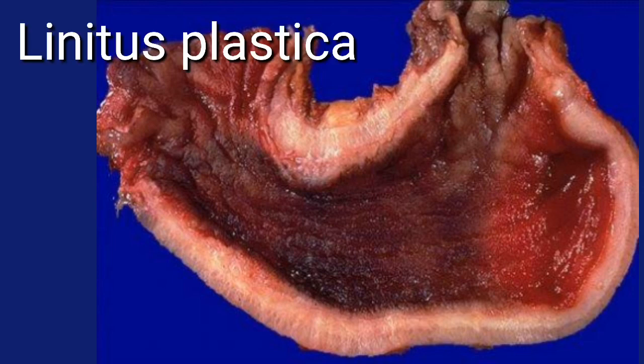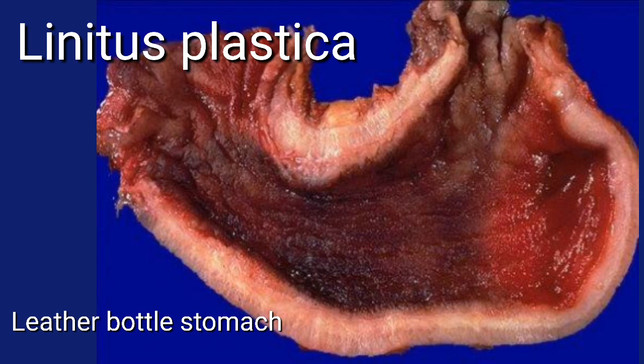Linitis plastica. It is a type of gastric adenocarcinoma. Here, there is diffuse fibrous proliferation of the submucous connective tissue of the stomach, resulting in thickening and fibrosis of the wall, so that the organ becomes constricted, inelastic and rigid like a leather bottle. So, such a stomach is also known as leather bottle stomach.